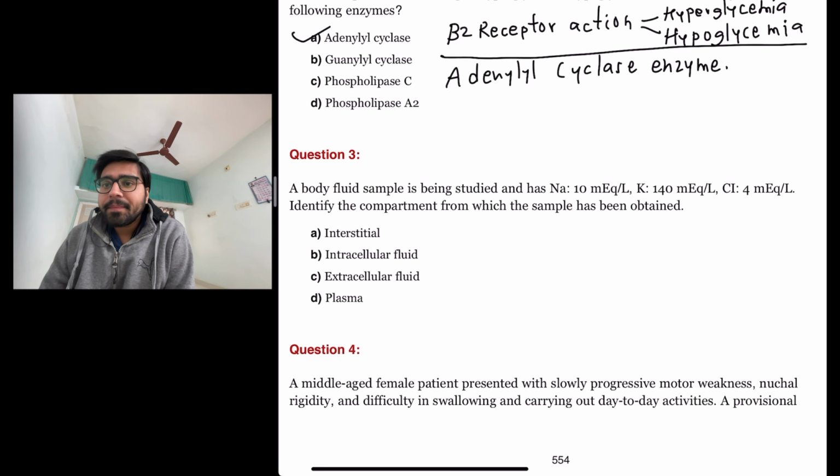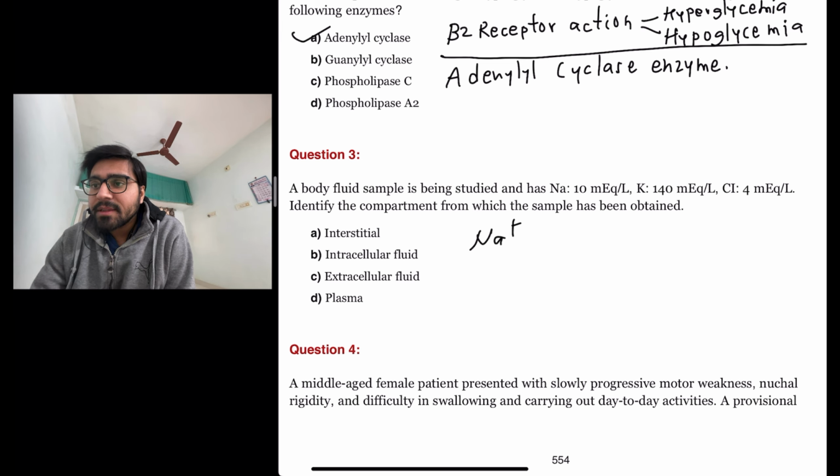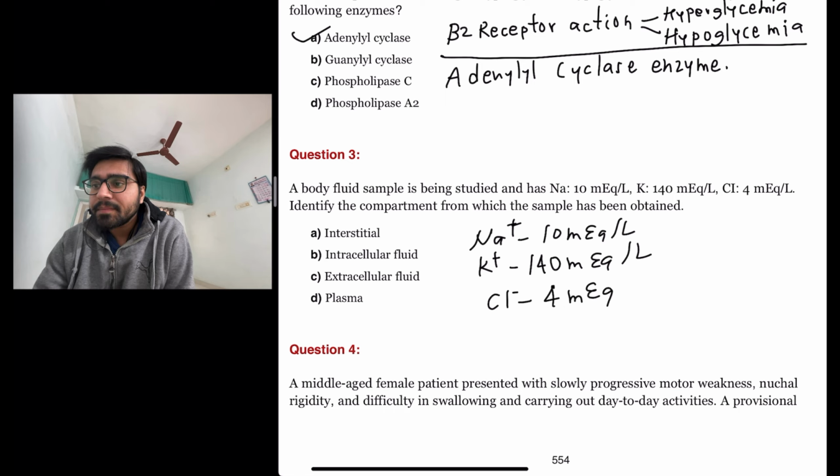The next question is: a body fluid sample is being studied and has sodium 10 milliequivalent per liter, potassium 140 milliequivalent per liter, chloride 4 milliequivalent per liter. Identify the component from which the sample has been obtained. So in this question, the sodium given is 10 milliequivalent per liter, potassium given is 140 milliequivalent per liter, and chloride given is 4 milliequivalent per liter.